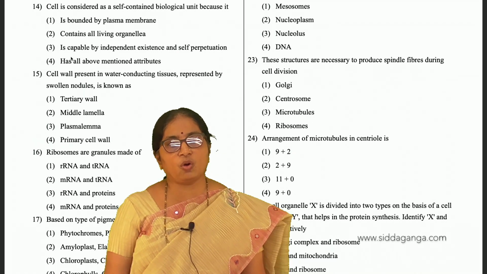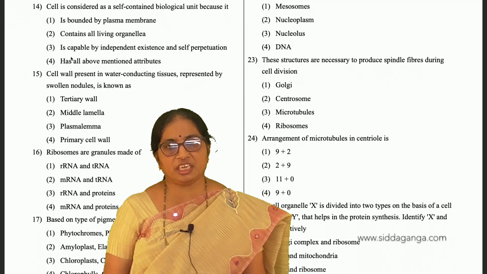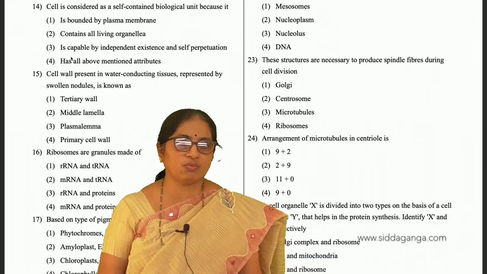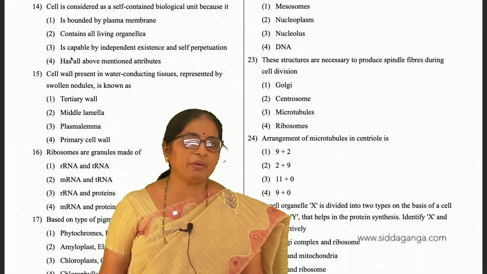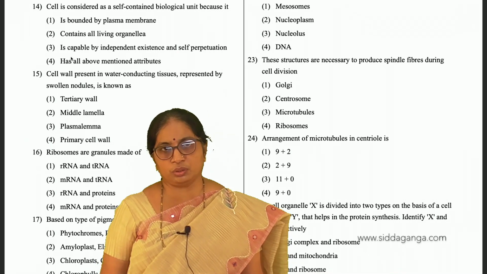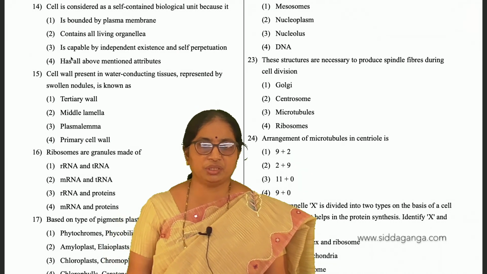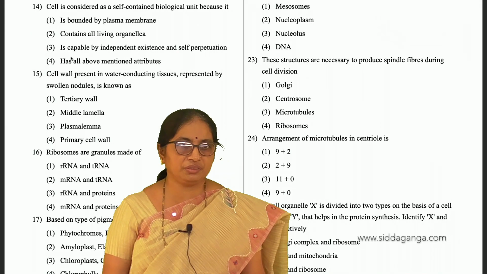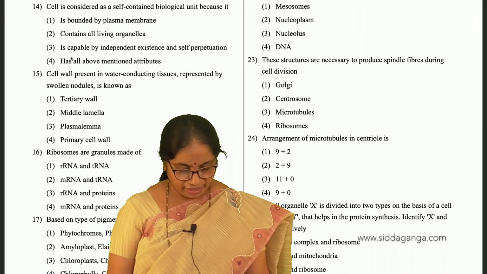It is capable of independent existence and self-perpetuation, because you see all unicellular organisms have all these characters. They are capable of independent existence and they are capable of reproducing also. Therefore, a cell can be considered as a self-contained biological unit. So option 3 is the right answer. Next question.